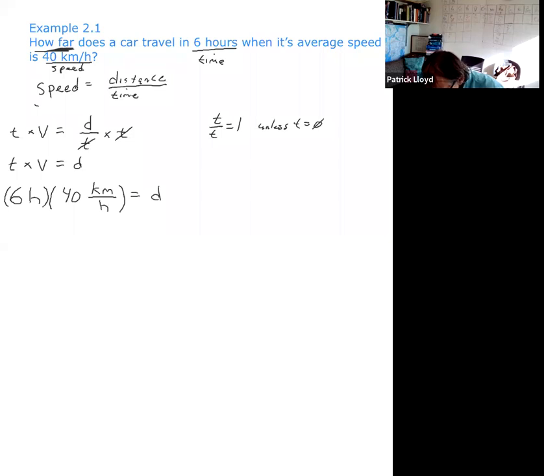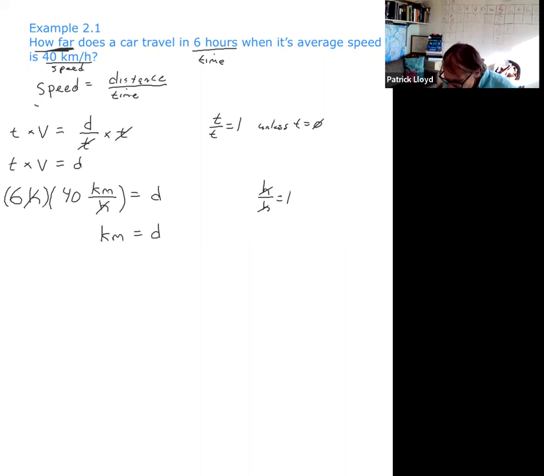Okay, now let's consider the dimensional analysis. We'll do the numbers second. We'll do the units first. H divided by h, right? Hours over hours is 1. So those units essentially divide to form 1. That leaves us with kilometers. So we know our units are going to be kilometers. That's what they should be, right? Distance is not going to be in hours. Distance is not going to be kilometers per hour. Distance is going to be in some unit of length, kilometers per se.